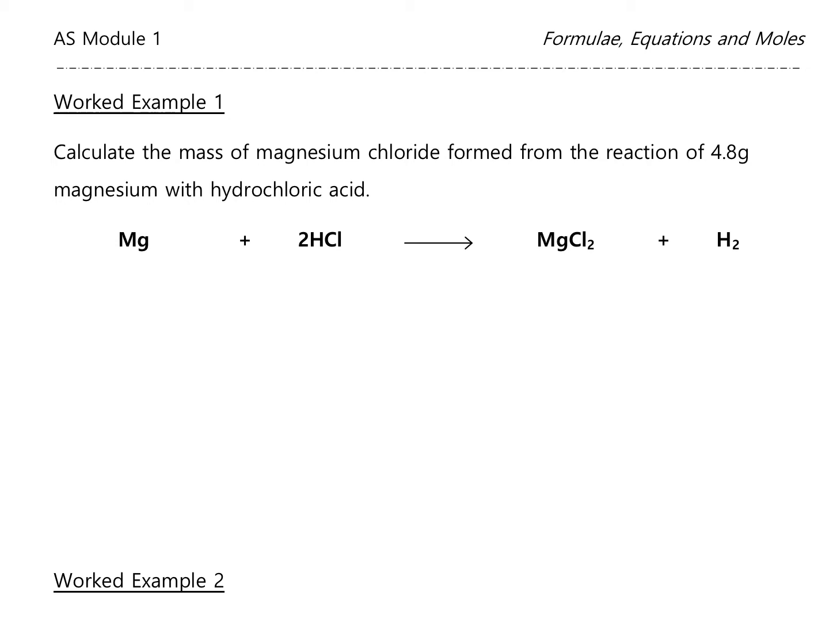So what I want to do is go through the question again and then write down the information I've been given underneath the equation. It says here, calculate the mass of magnesium chloride. That's what I want to work out. So underneath my magnesium chloride, which is MgCl2, I would write question mark mass. That's what I've been asked to work out. What is the mass? So I would write that underneath.